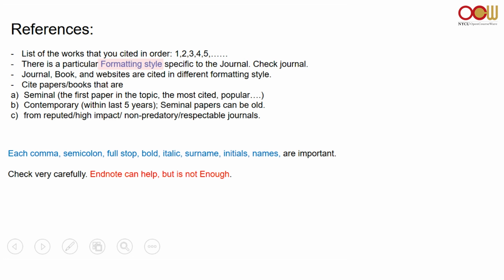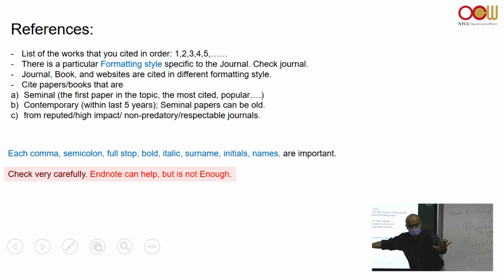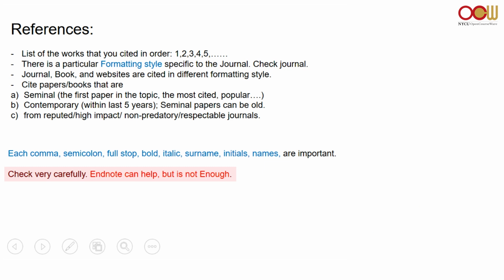By formatting style, of course, most of you know, and now you are using EndNote. At least 60% will be correct, but it's not enough. Use EndNote, you will see most of that is wrong. EndNote is more helpful in maintaining the order, maintaining the 1, 2, 3, 4, 5 in the text. That's very good. But look at the formatting style, it's not foolproof. Many errors you will find.